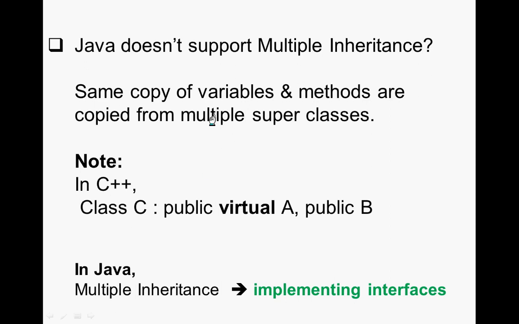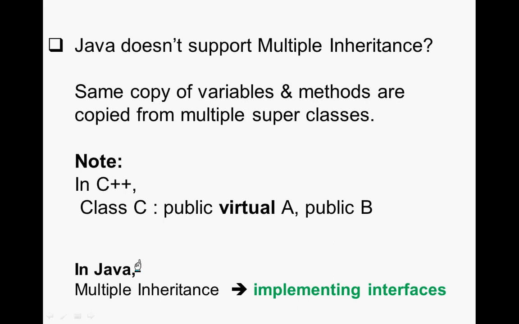So why doesn't Java support multiple inheritance? Whenever there is a same copy of variables and methods, due to inheritance, these same copies of variables and methods are copied from multiple superclasses. Note it down, in case of C++, when we are inheriting a new class from the existing class, that means in case of multiple inheritance, by using the virtual keyword, duplicate methods and variables will be discarded.